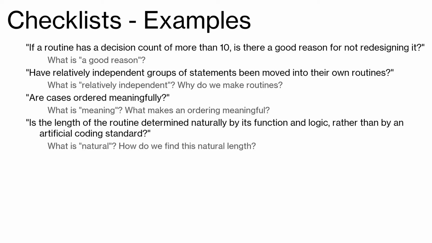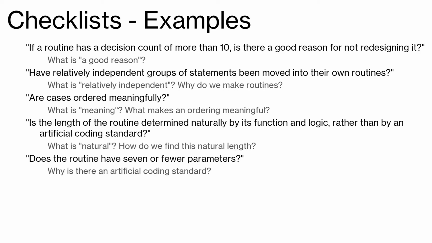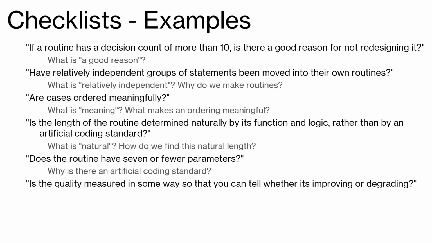And then, of course, one of my more favorite rules: does the routine have 7 or fewer parameters? And of course the question is, why is there an artificial coding standard? And then this is a chapter which you haven't touched on, which is having a quality assurance plan. So, in your quality assurance plan, is the quality measured in some way that you can tell whether it is improving or degrading?